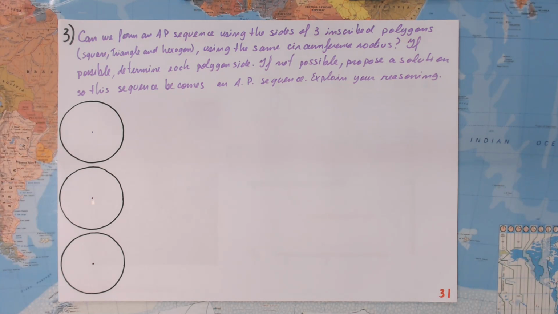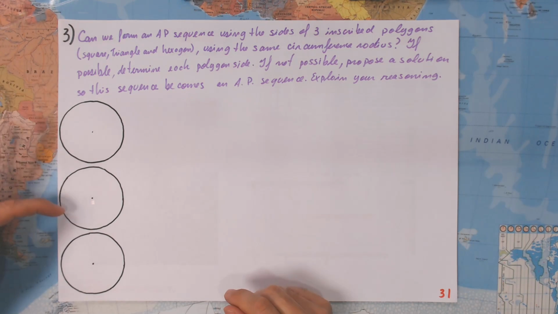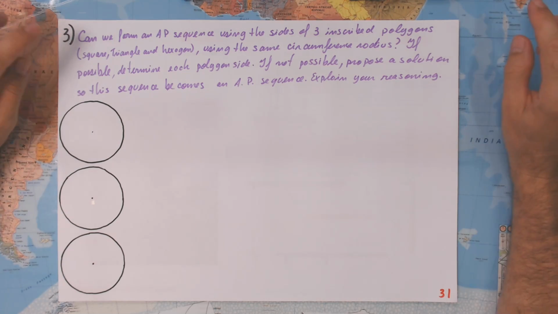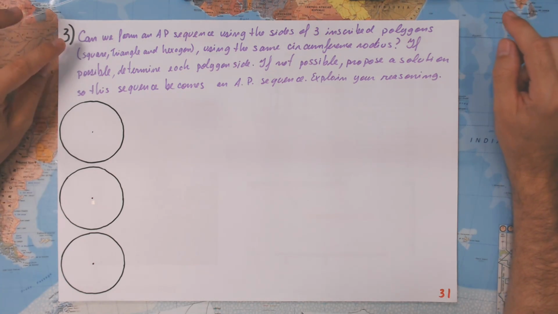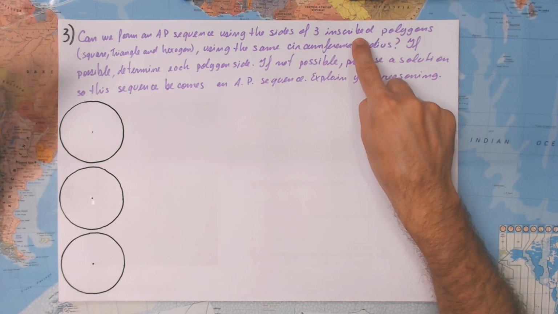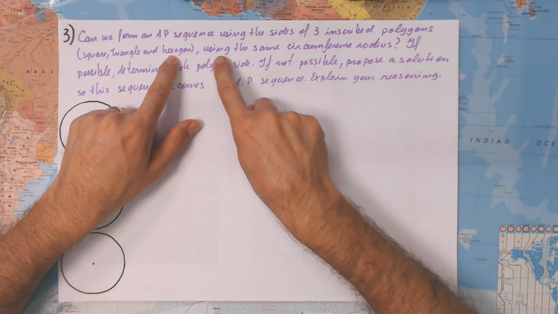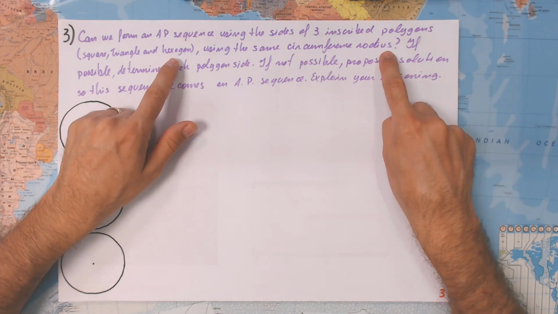Okay, hi. For this next exercise, you're going to do about AP sequence and also a little bit about geometry, okay? Now, the question is, can we form an AP sequence using the sides of three inscribed polygons, square, triangle, and hexagon, using the same circumference radius?